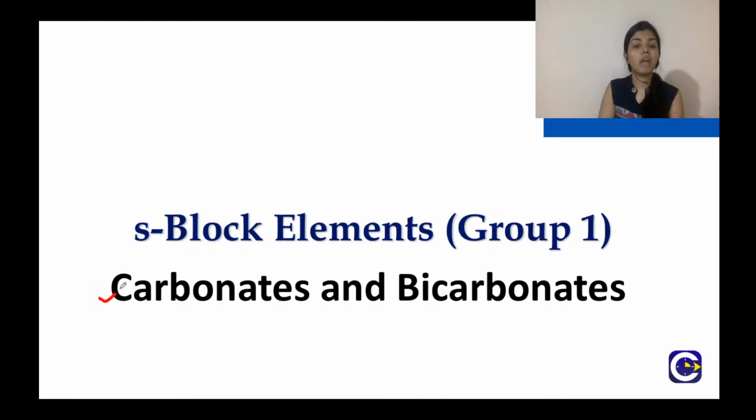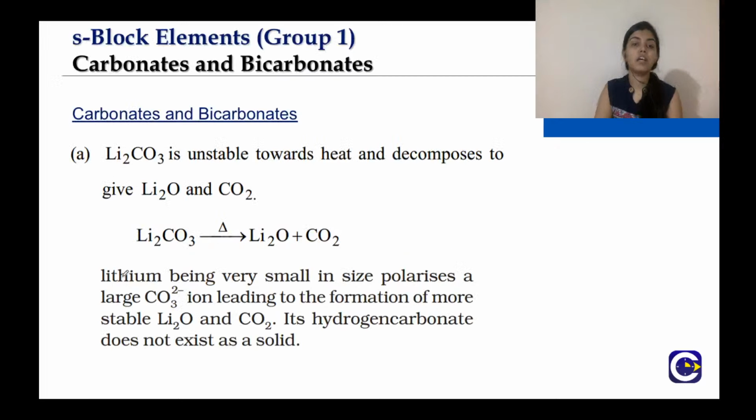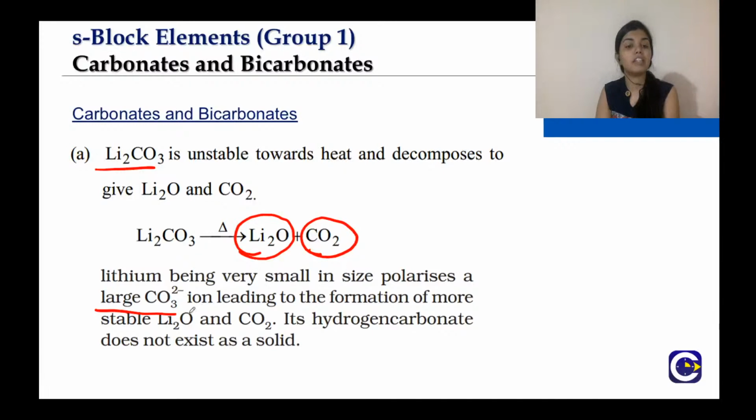Now coming on to carbonates and bicarbonates. So lithium carbonate is very unstable. It decomposes to lithium oxide plus carbon dioxide. Now why does it decompose? Because lithium is very small in size, right? So it is able to polarize a large carbonate ion, which leads to the formation of more stable lithium oxide. That means lithium carbonate is not very stable, rather it decomposes to form lithium oxide.